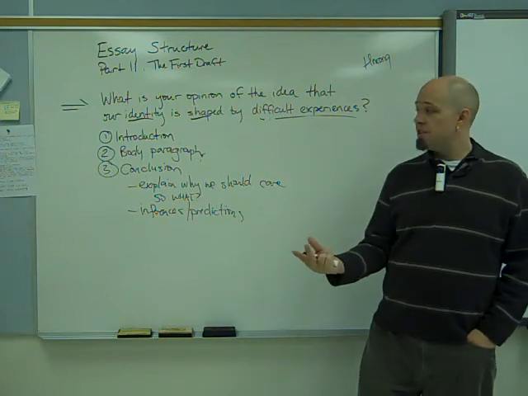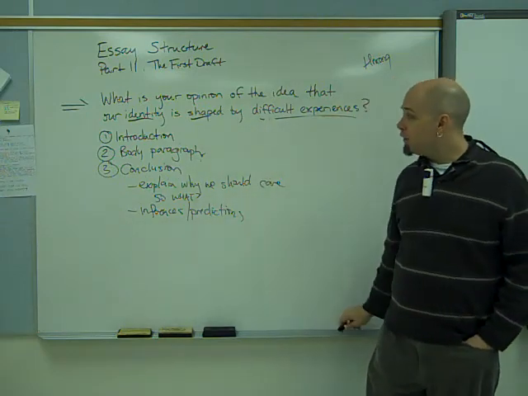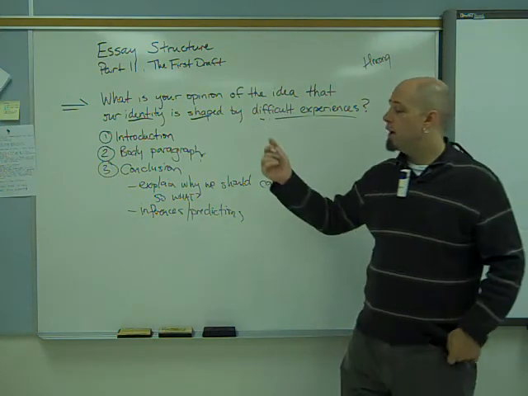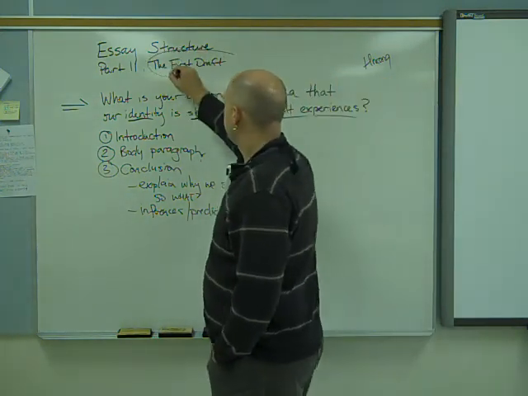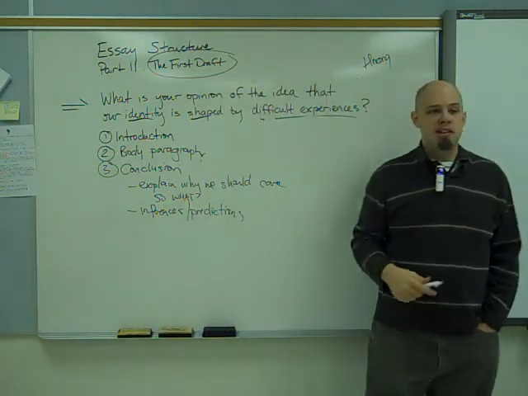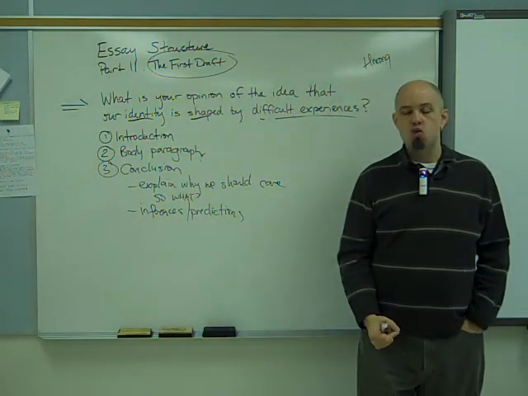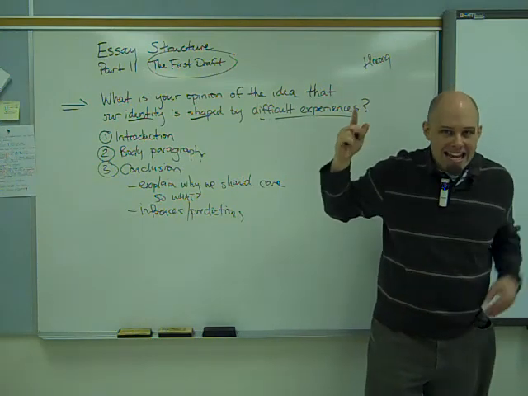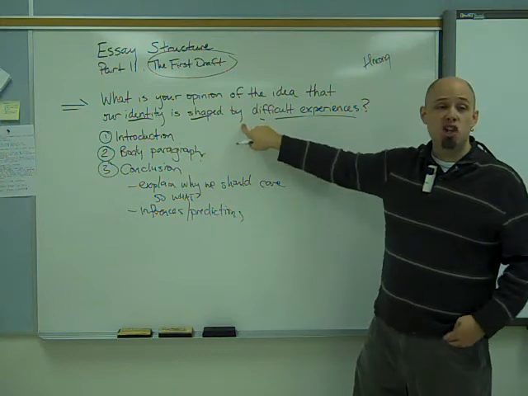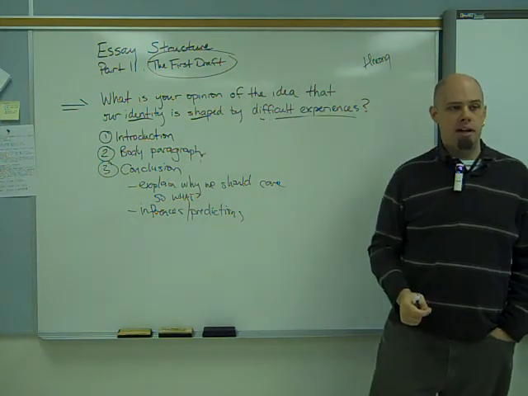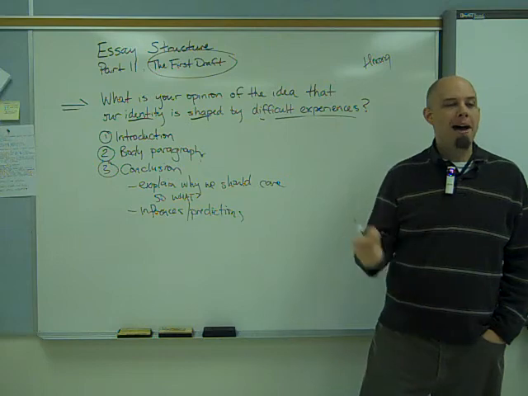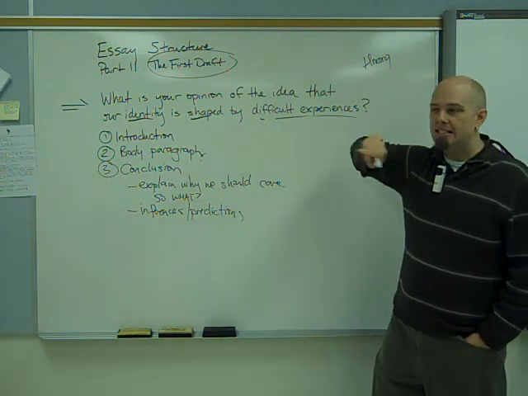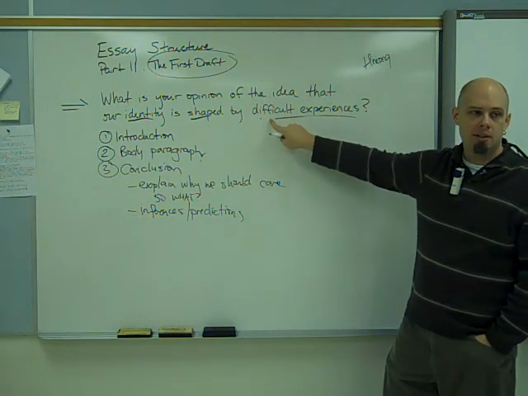So once you're done with the introduction, body paragraphs, and conclusion, what you've got is not a finished essay. What you've got is a first draft. It's at this point that you go back over it. You read the entire thing again. If there's anything in there that's not related to your topic, you need to take it out. It needs to be gone. No matter how good the idea is, if it's not related to this, it's distracting from your main point.